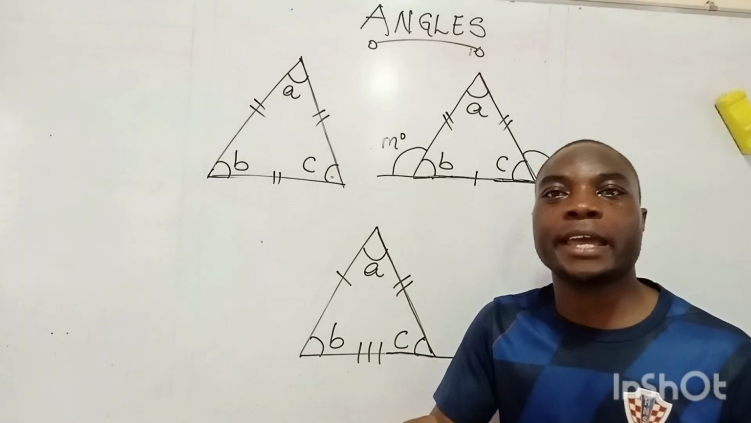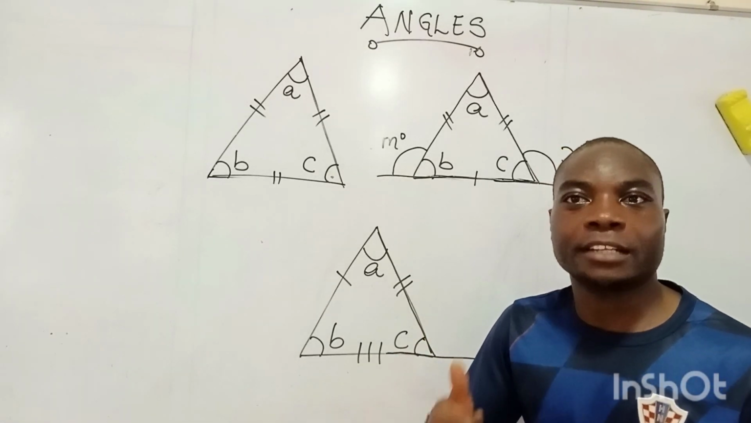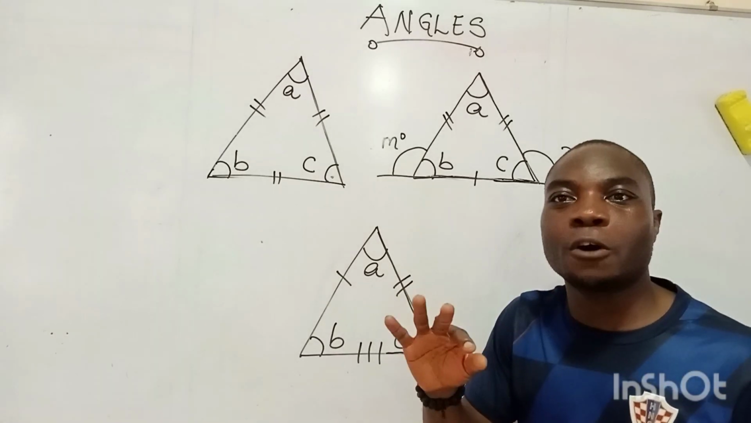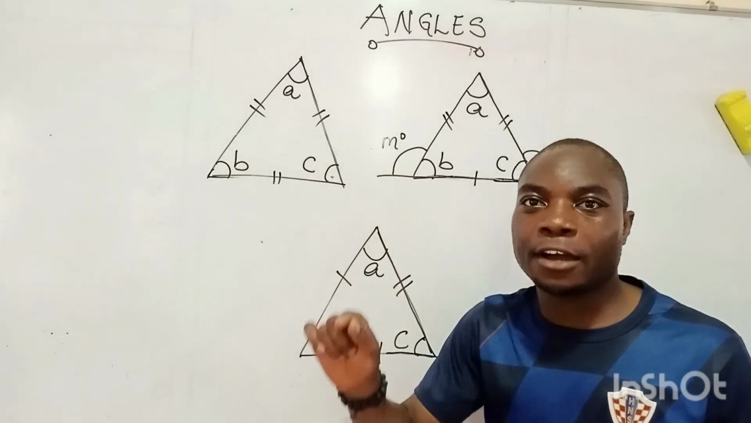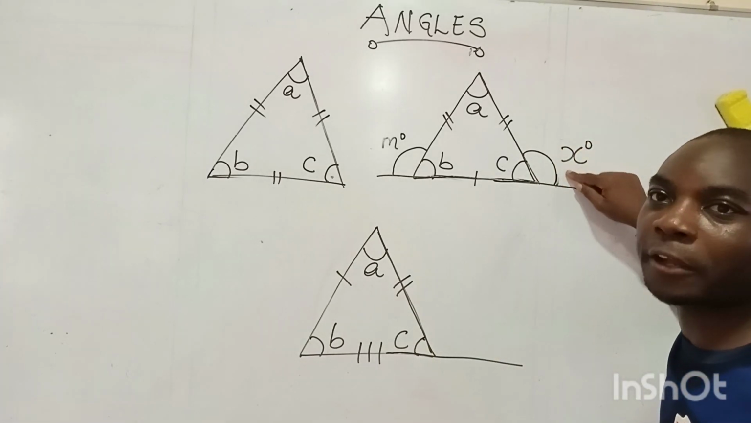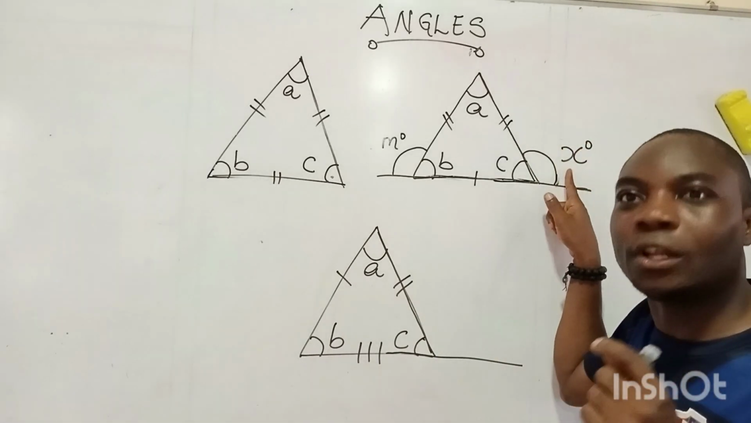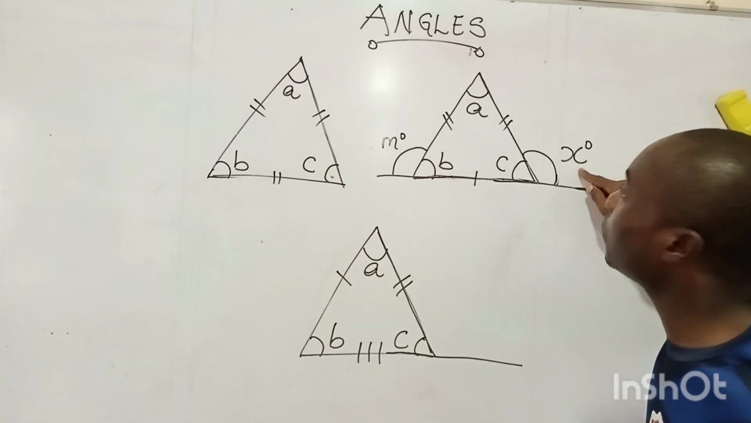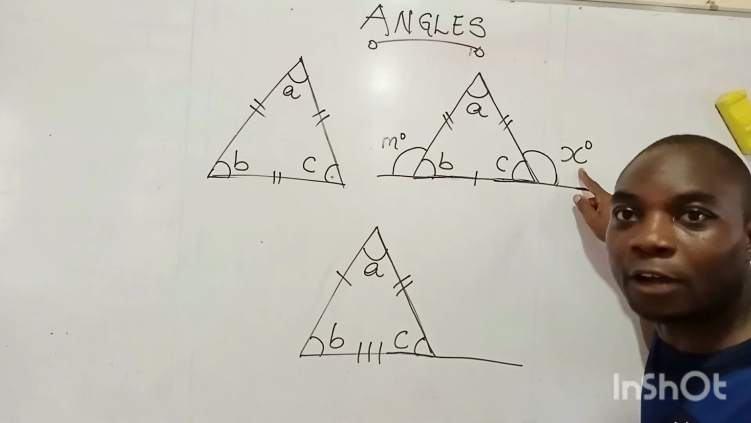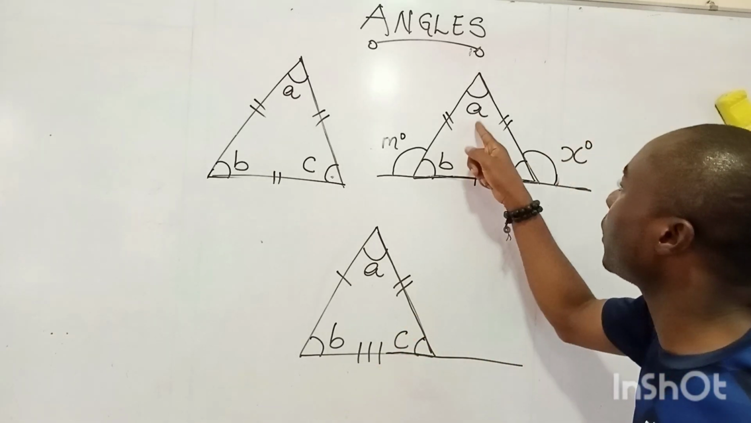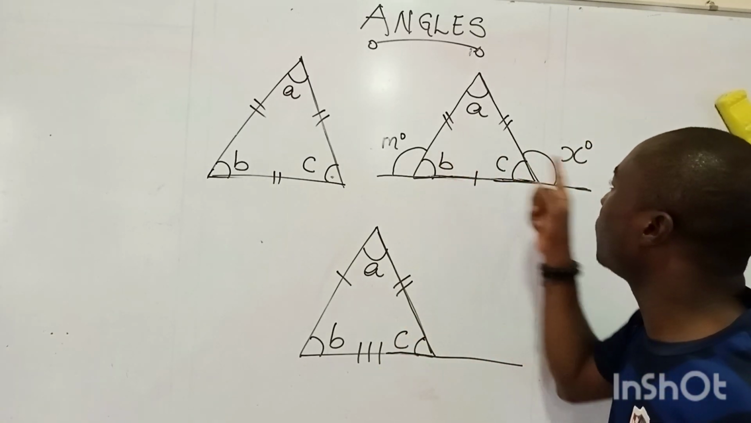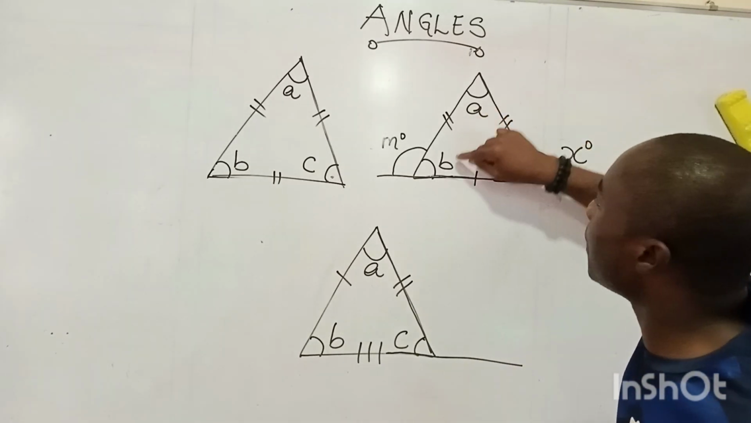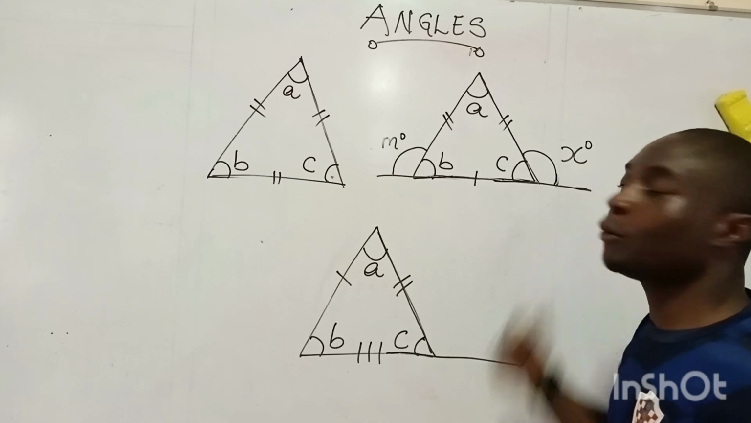Now, I want to take your mind to a particular theorem, okay, that says the exterior angle of a triangle is equal to the sum of its opposite interior angles. Now, we have an exterior angle here. An exterior angle is an angle outside the shape. Now we have an exterior angle x degree is equal to the sum of its opposite interior angles. Its interior angles are angle A and angle B. They are opposite angle x. That means whatever angle x is, if we add A and B together, is equal to angle x.